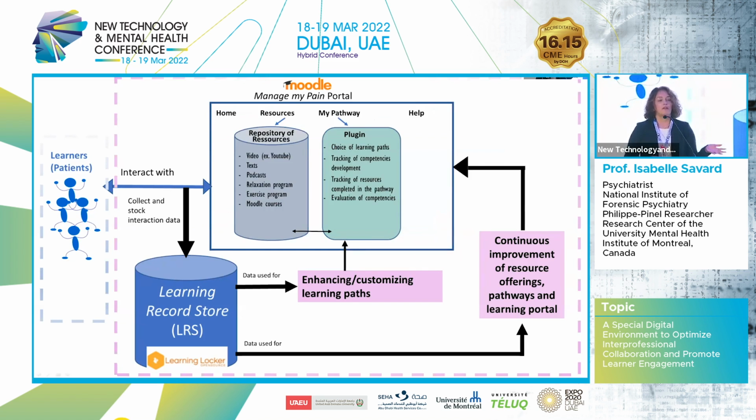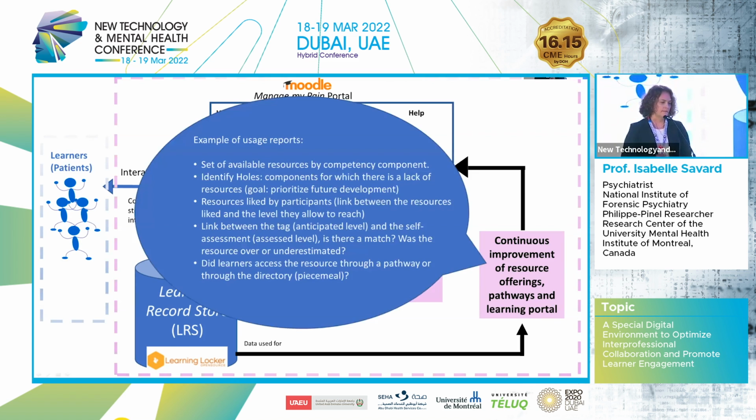You have, of course, the different types of resources that we have in the repository, and you also have the different functionality of the plugins we have built. For example, a type of report we can produce to improve the resource offering is the set of available resources by competency component. We can seek to identify holes in the offering, components for which there is a lack of resources, and all those kinds of things.